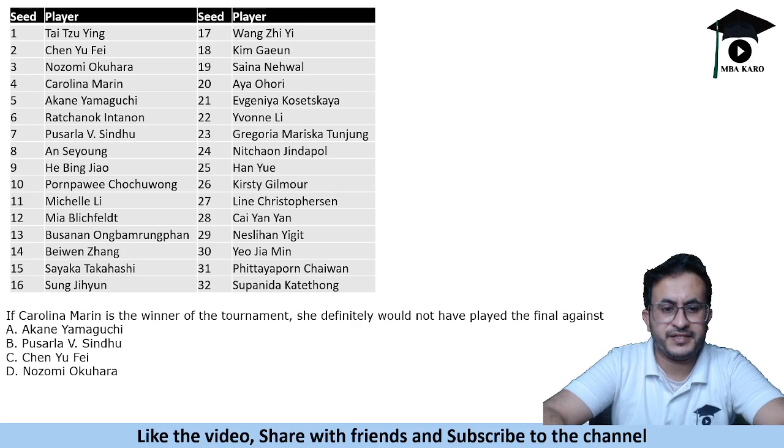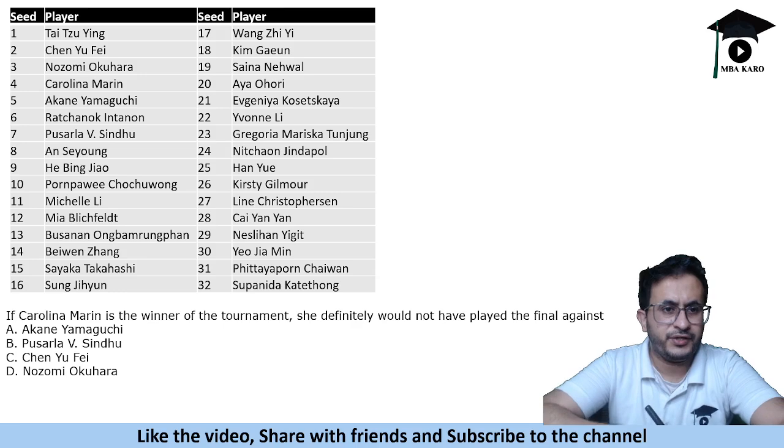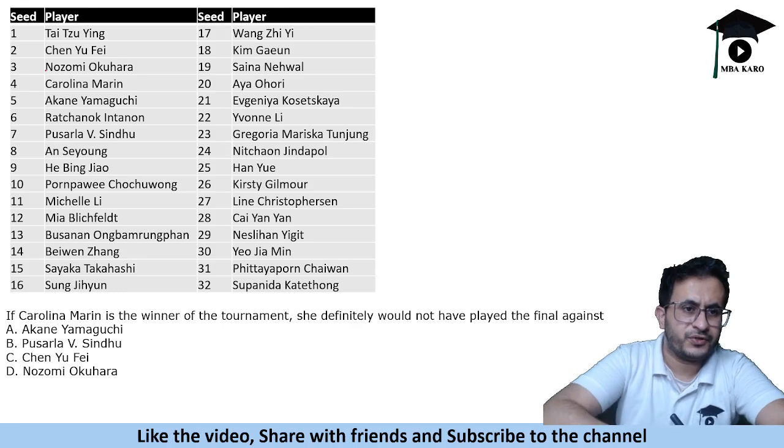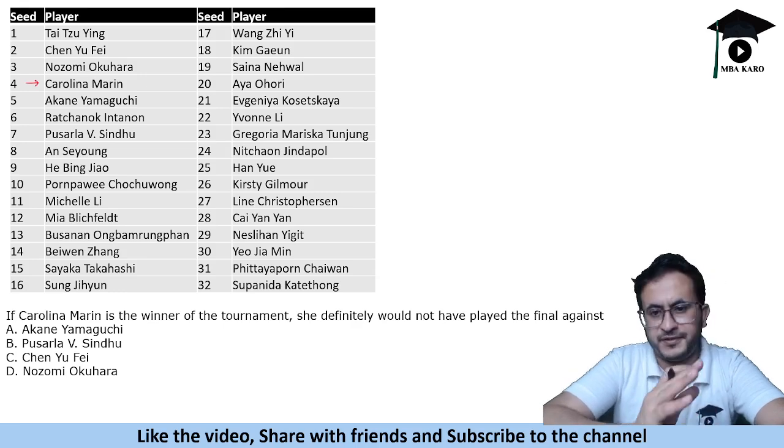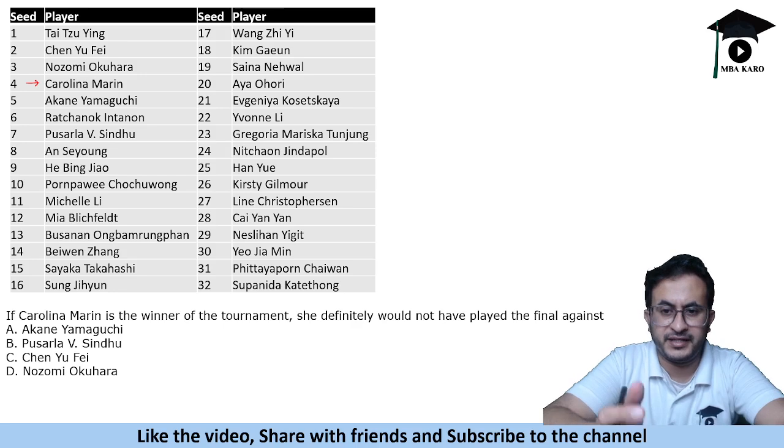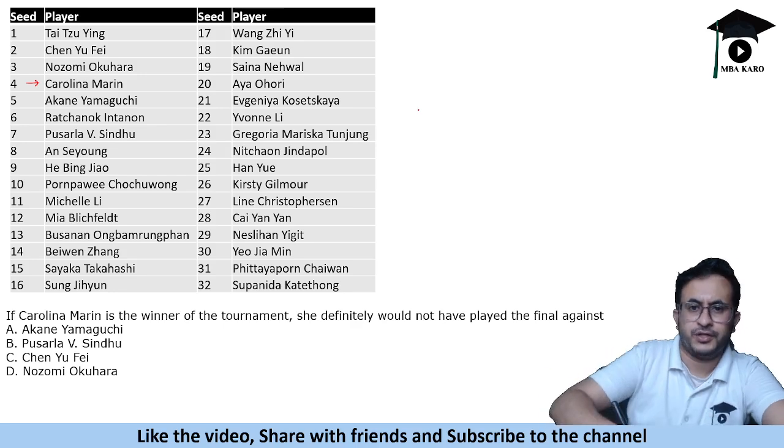If Carolina Marin is the winner of the tournament, she definitely would not have played the final against which of these players. So Carolina Marin is the winner. So rank 4 is the winner. So we will first find the trajectory of Carolina Marin and find the trajectory of others, like we did in the previous question. So if we find Carolina Marin, round 1 it is 4 versus 29.